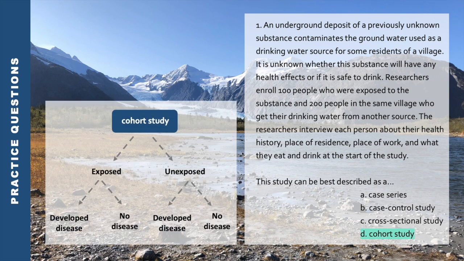Cohort study. It's not a case control study because it's the exposure that has already happened, not the disease or the outcome. For a cohort study, we have the exposed people and the unexposed people, and we follow both groups and monitor for the development of the disease or outcome of interest.